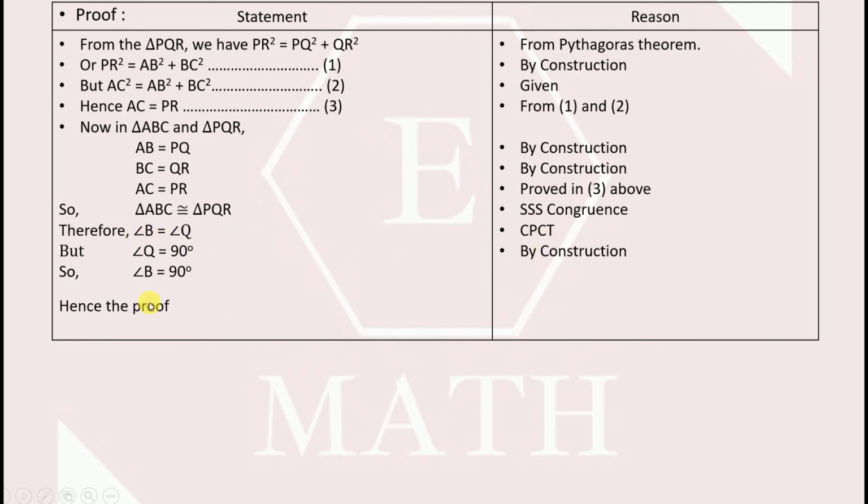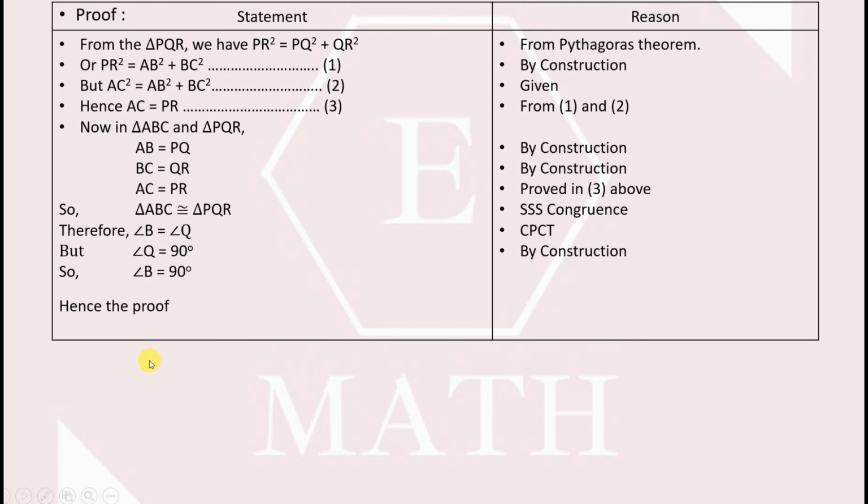This is from CPCT. But angle Q is equal to 90 degrees by construction, and since these two angles are equal, we can say that angle B is equal to 90 degrees. Hence we have proved that angle B is a right angle. So triangle ABC is a right angle triangle, right angled at B. So hence the proof. This is how we prove the converse of Pythagoras theorem.